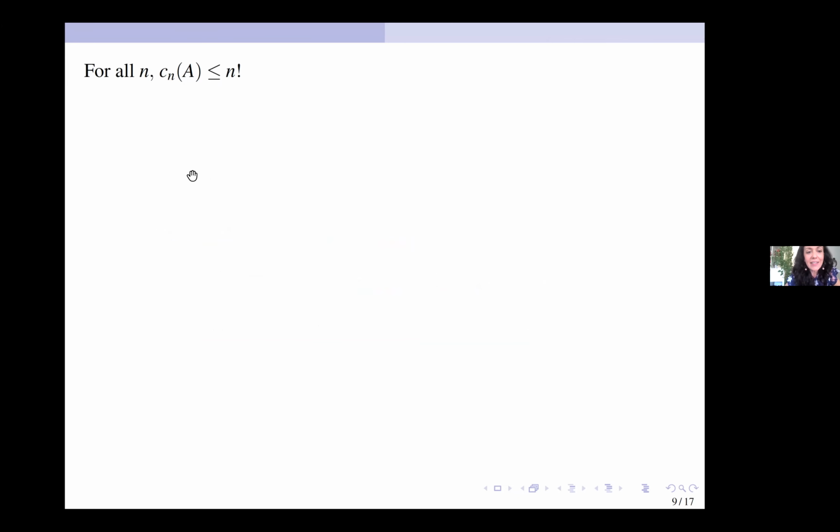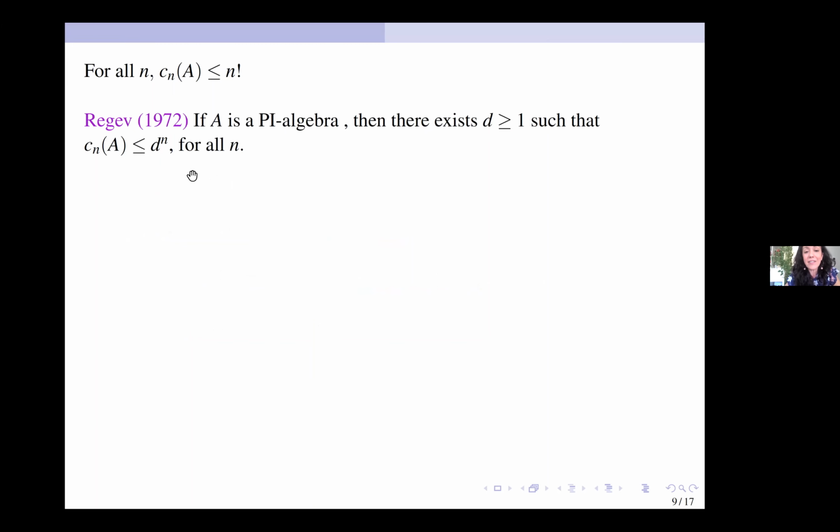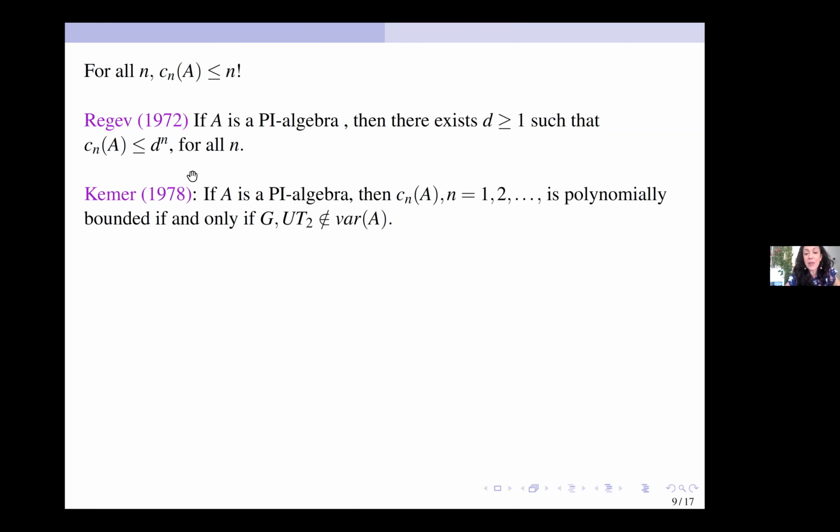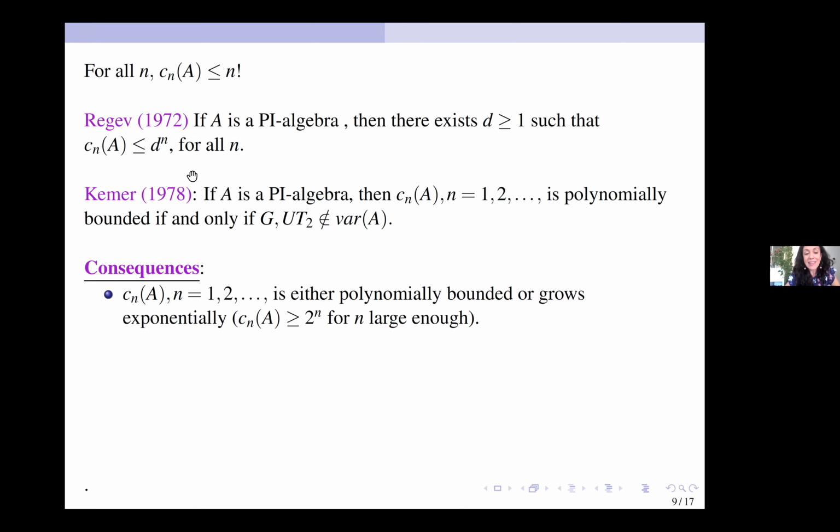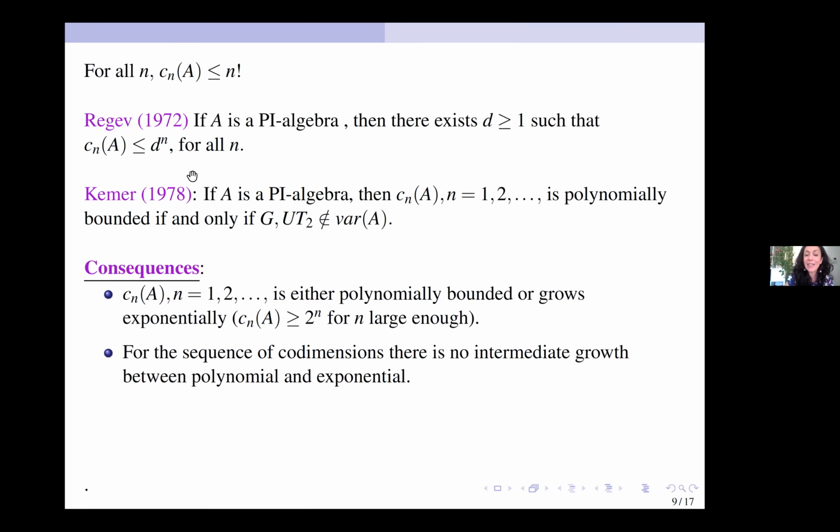Later, Kemer in 1978 proved, always for PI algebras, that the sequence of codimensions is polynomially bounded if and only if the variety generated by A does not contain two algebras, G, the Grassmann algebra, and UT2. As a consequence of this result, we have that the sequence of codimensions is either polynomially bounded or grows exponentially. Moreover, no intermediate growth between polynomial and exponential is allowed. Finally, the varieties generated by G and UT2 are the only varieties of almost polynomial growth. I mean that they grow exponentially, but any proper subvariety is polynomially bounded. Here, the growth of a variety is the growth of the sequence of codimensions of a generating algebra of the variety.